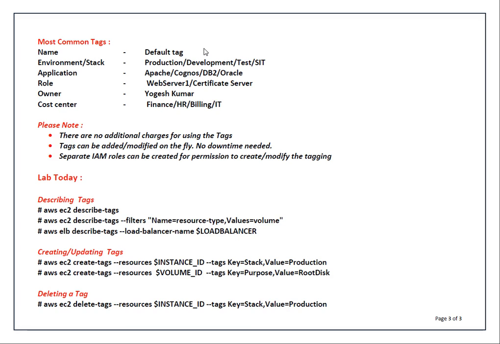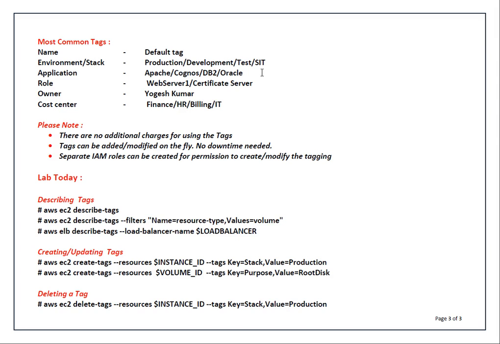Then next tag you can put application or database. So let's say your server is running Apache, Cognos, DB2, Oracle. You can put tag. Then role, because role is unique identifier. Maybe you got 10 Oracle database servers, but you can put this is Oracle server for this particular application. This is web server 1. This is certificate server, so on. So that's again identifier.